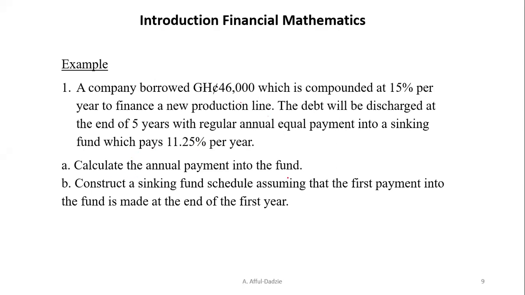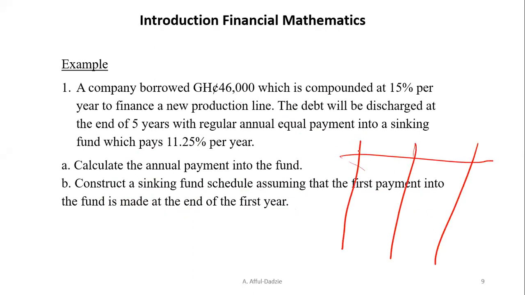Construct a sinking fund schedule, assuming that the first payment into the fund is made at the end of the first year. Now, guys, let me also draw your attention to this. Suppose I have said that the first payment will be made at the beginning. When you have periods 0, 1, 2, 3, 4, it's for how many years? 5 years. So your first payment will be at period 0, if it's at the beginning of the period.